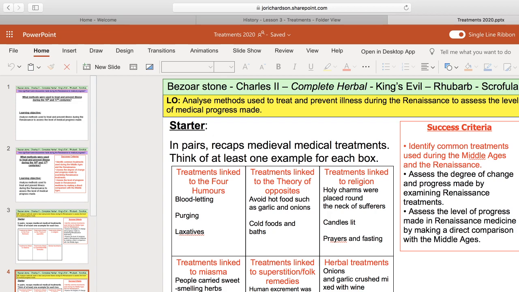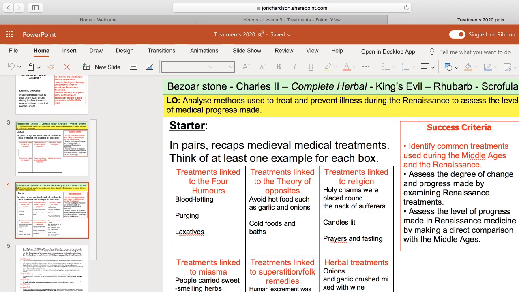Superstition and folk remedies over here, if you just have a read. And then you have herbal treatments. Sorry. So when we're looking at assessing the level of progress, the reason why I've asked you to do this is just to really understand, well, what were medical treatments like in the Middle Ages?